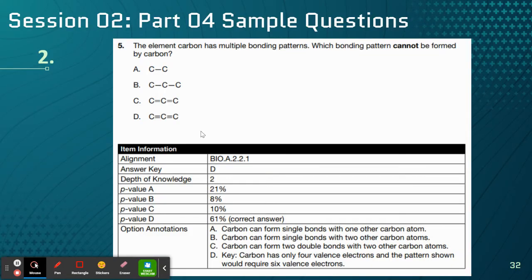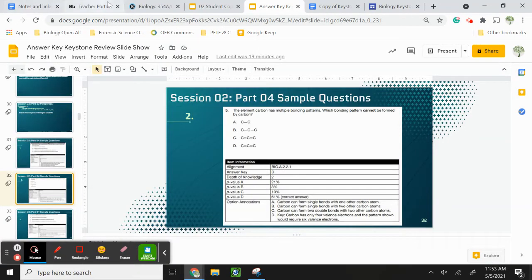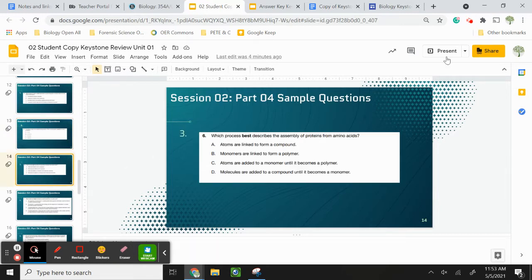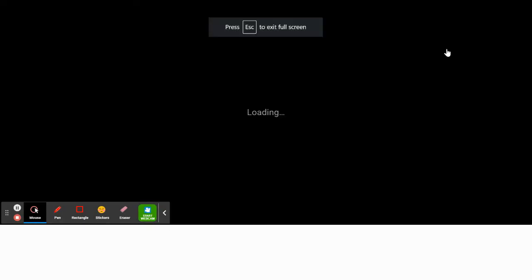So first of all, for letter A, that could work because carbon can form single bonds with other carbon atoms. B could work. Carbon can form single bonds with two carbon atoms. C could work because carbon can form two double bonds with two other carbon atoms. But carbon only has four valence electrons, and the pattern shown above would mean this guy in the middle needs to have six valence electrons. So that is the one that could not happen. So D would be the correct answer for that because that is a bonding pattern of carbon that could not exist.